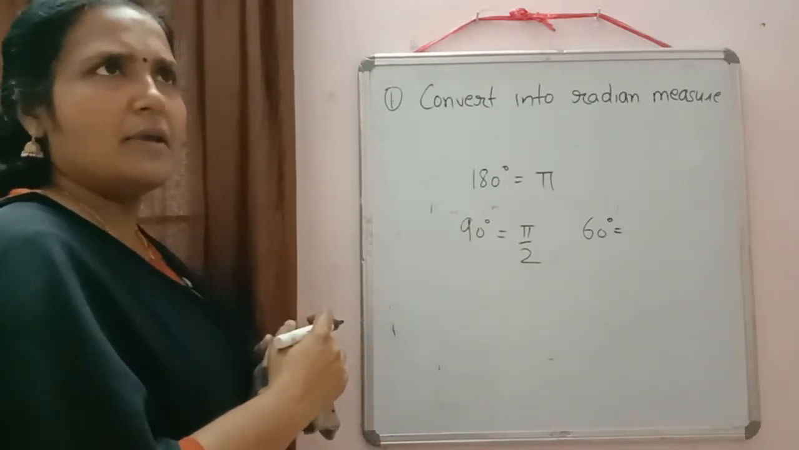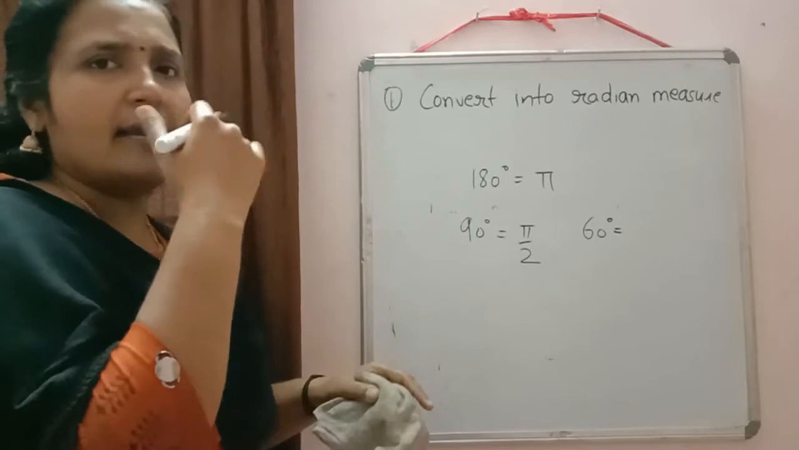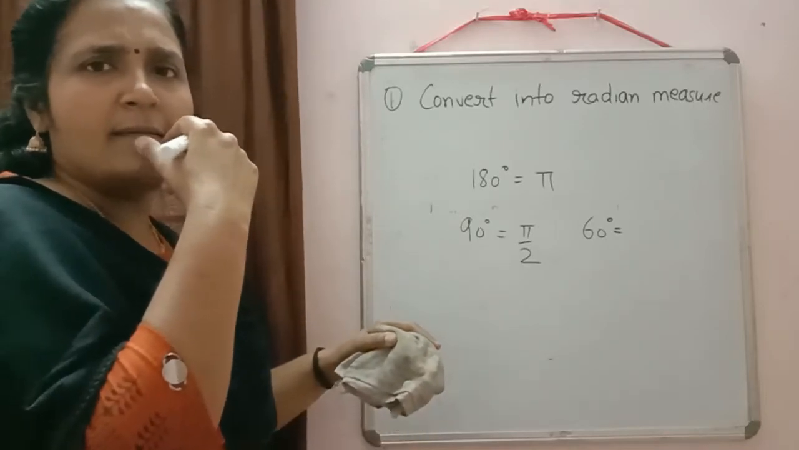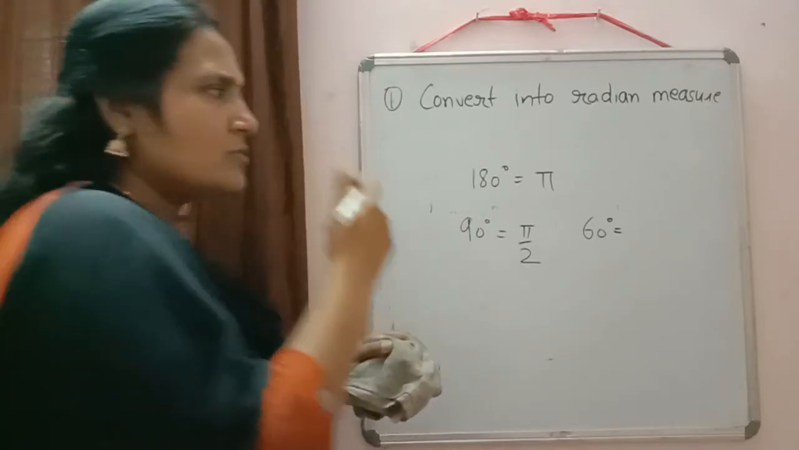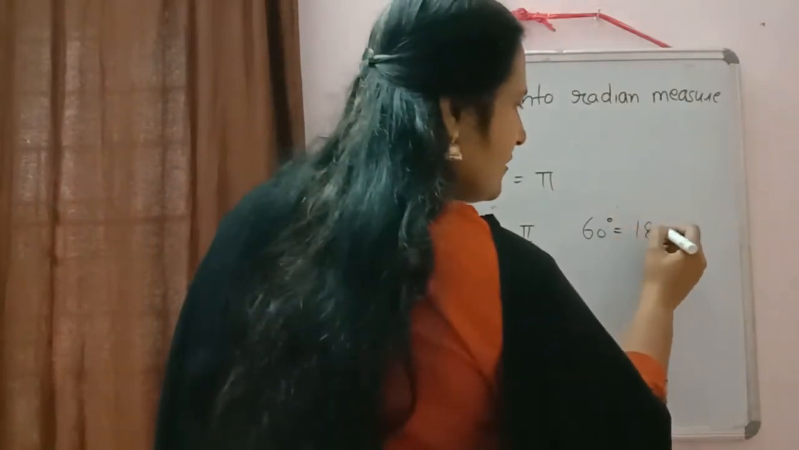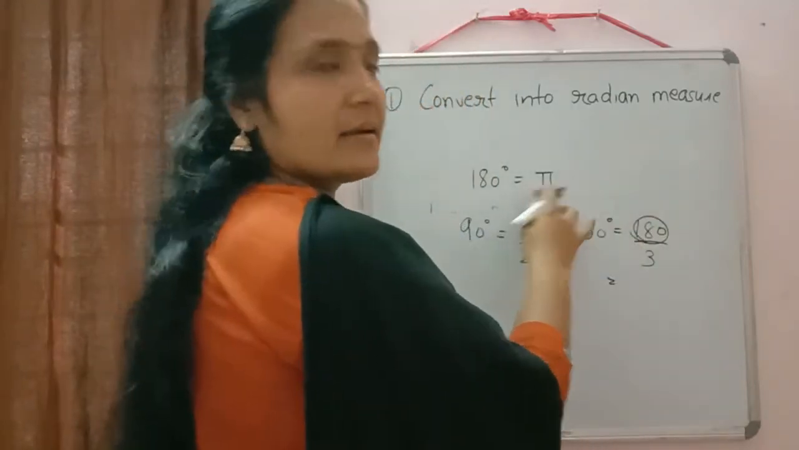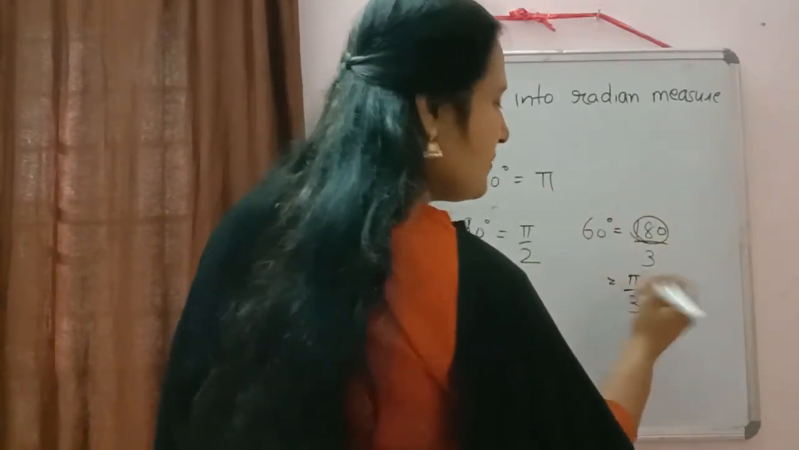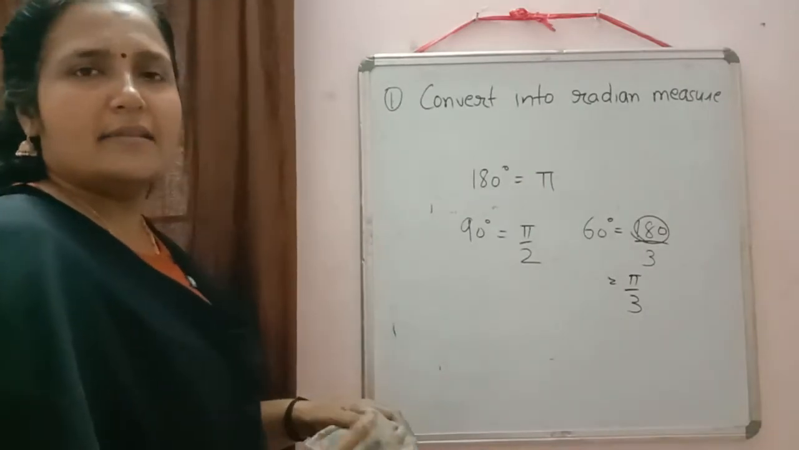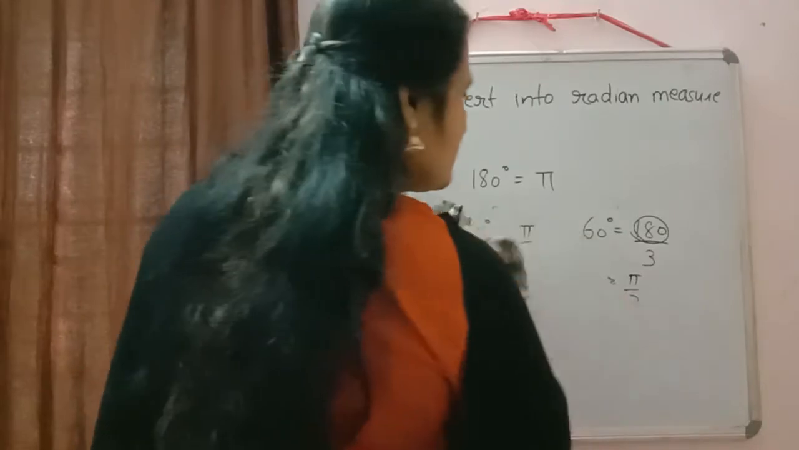60 degree, how will it come? You just check what is the relation between 60 and 180. 60 into 3 is only 180. Correct? So 180 by 3 will come to 60. 60 degree is 180 by 3, and 180 degree is what? Pi. So 60 degree will be equal to pi by 3. In this way we can find out the angles. So the first one we did.